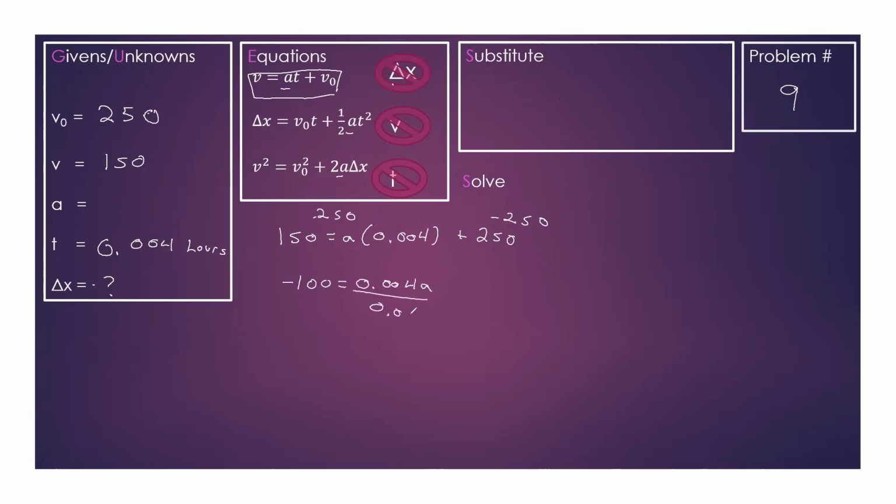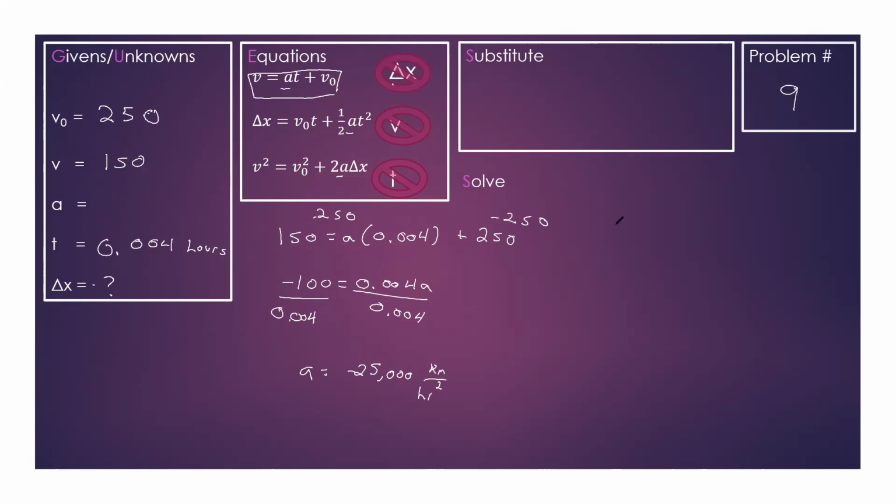Divide both sides by 0.004. And negative 100 divided by 0.004 gives you an acceleration of negative 25,000 kilometers per hour squared, which is a stupid unit, but I don't feel like converting the kilometers per hour into meters per second.